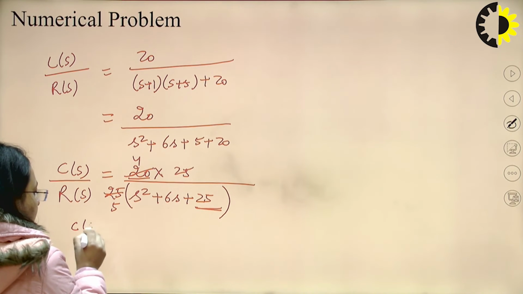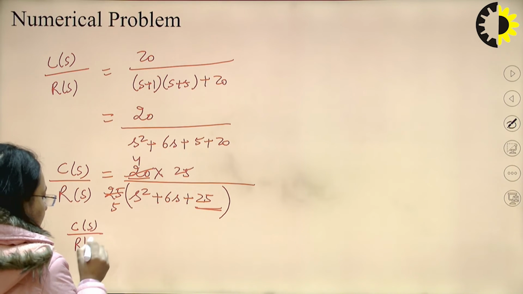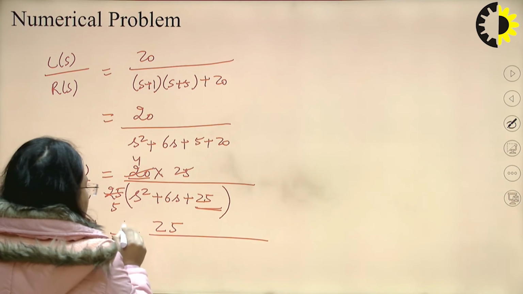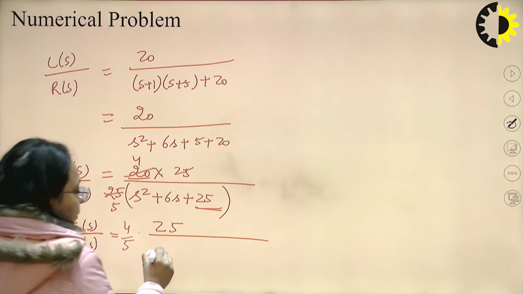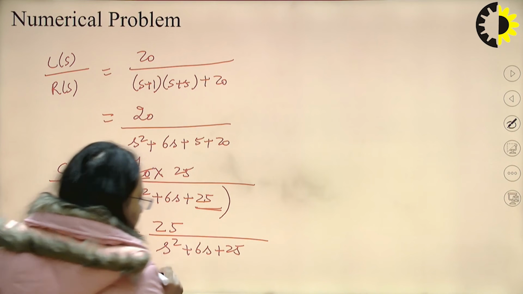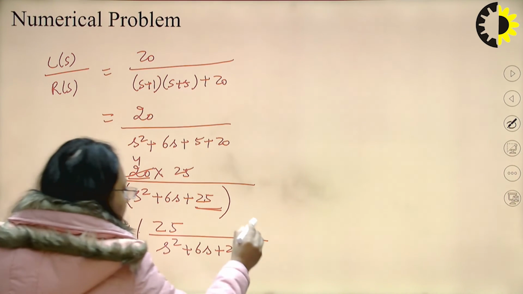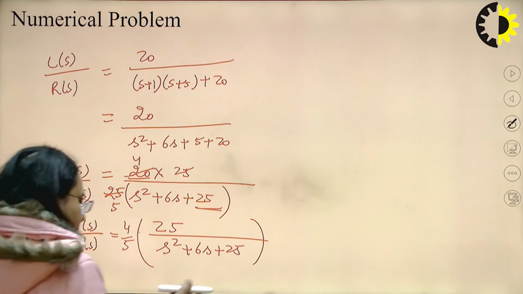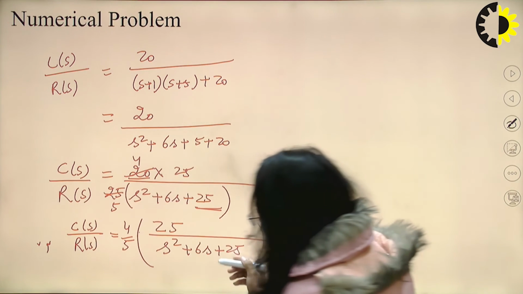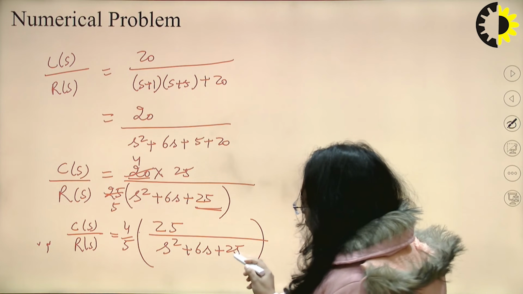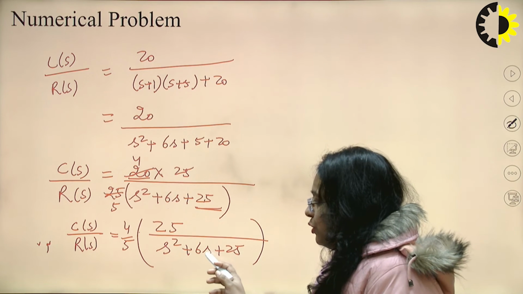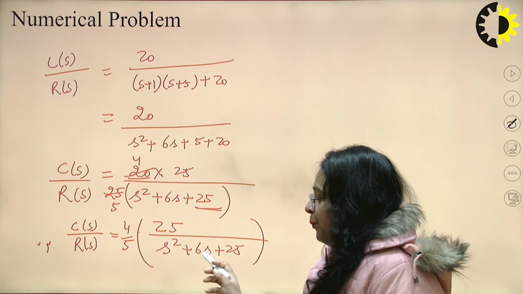So what we have here is C(s) upon R(s) will be equal to, why am I doing it? So that I can easily compare it with the standard transfer function. While comparing this value with the standard transfer function, I will get omega n square is equal to 25, and 2 zeta omega n s will be equal to 6s.